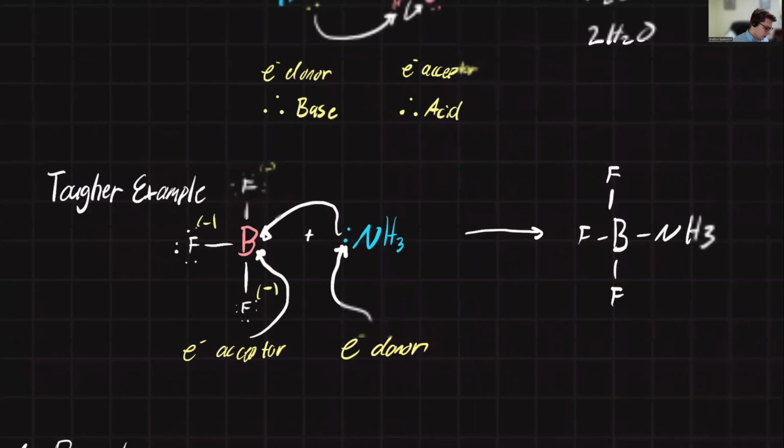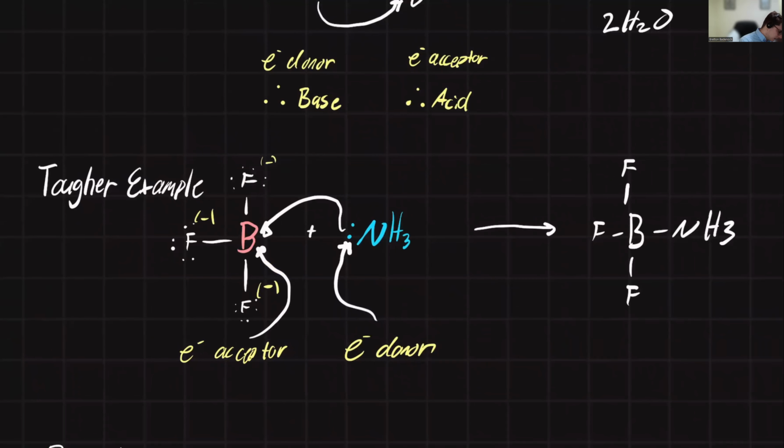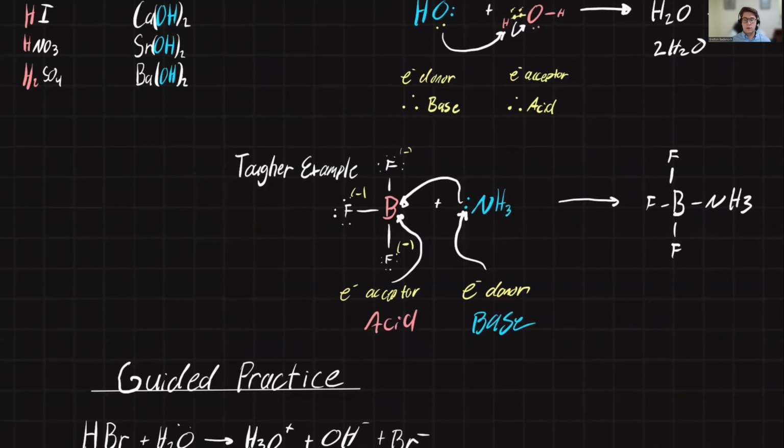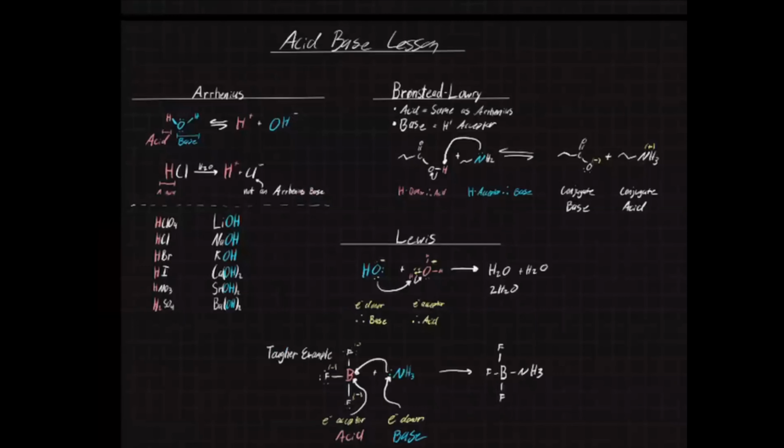Based on our definition then, the electron acceptor is going to be the acid, and the nitrogen is going to be the base. So those are the foundational fundamentals for you. So here is a whole zoomed out version for you to grab a screenshot and study from.